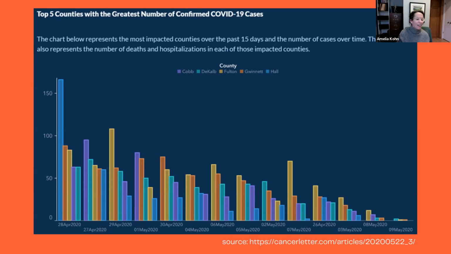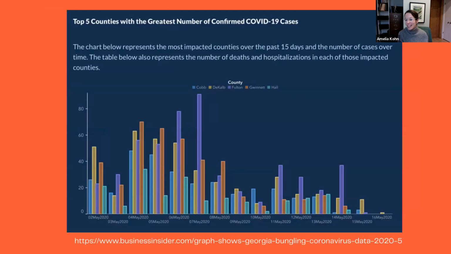So let's look at what it looked like when they corrected it. This is what the data actually looks like when you put the dates in chronological order and you order the counties in the same order for each date. You know, it's a much less clear picture, right? So it shows the variation among counties and dates better.